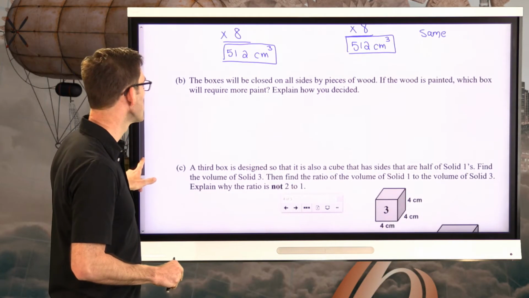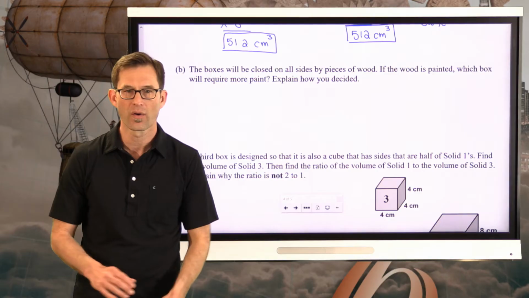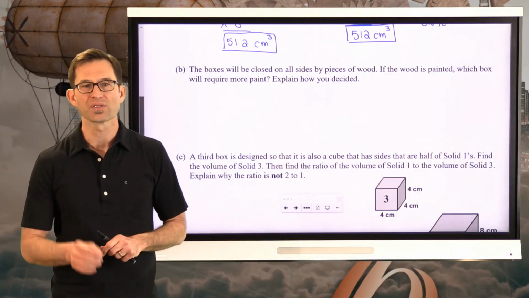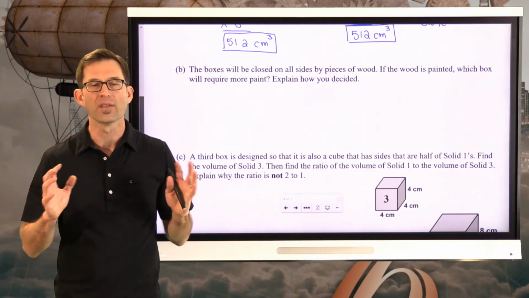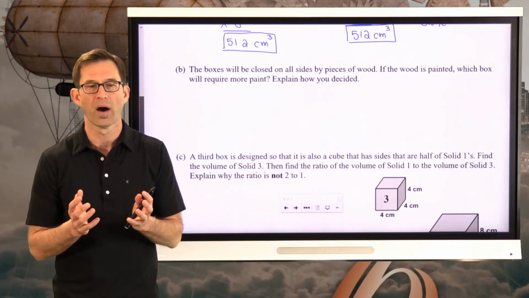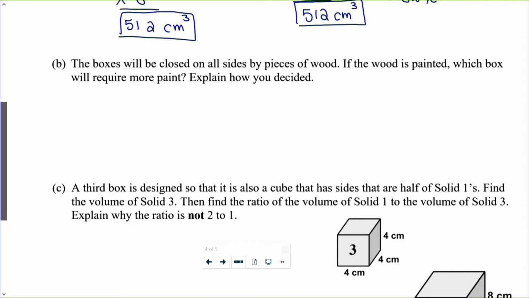So let's take a look at letter B. The boxes will be closed on all sides by pieces of wood. If the wood is painted, which box will require more paint? Explain how you decided. All right, so now I'd like you to think about this. Which of these 2 boxes would require more paint to paint the entire surface of the box? Pause the video now and see if you can figure this one out.